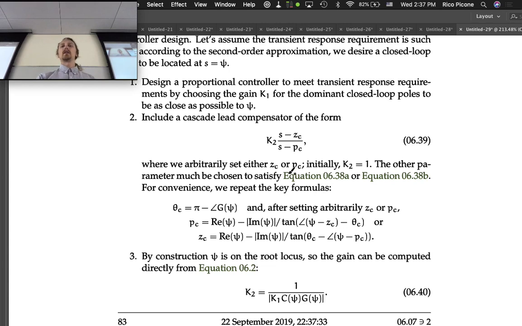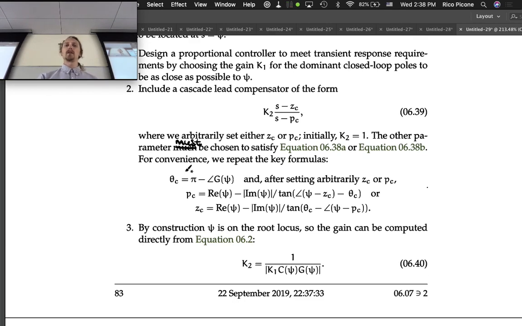where we arbitrarily set either zc or pc, initially setting the gain to 1. The other parameter must be chosen to satisfy 6.38A or 6.38B, depending on which one you choose. For convenience, we repeat the key formulas here. Theta c is the same in either case, and if you set zc, then you're going to want this pc formula. If you set pc, you're going to want the zc formula. And that's how you find your compensator.